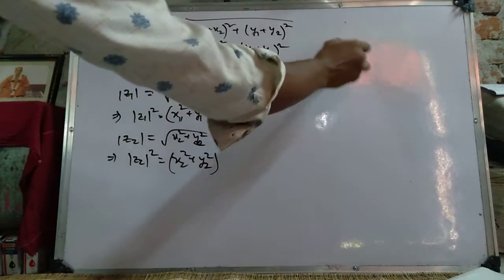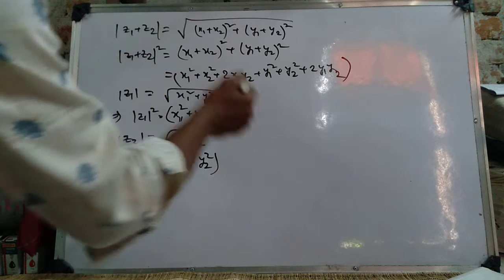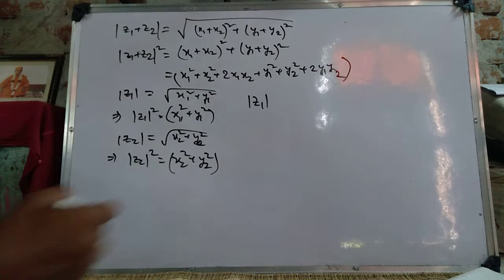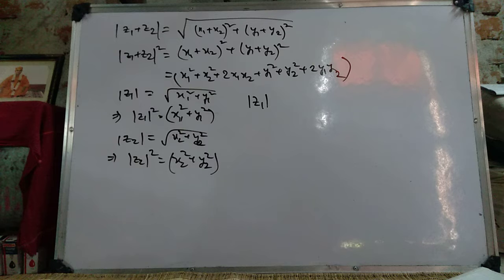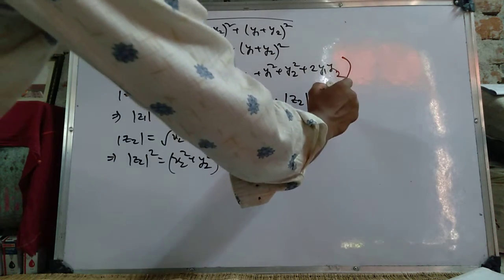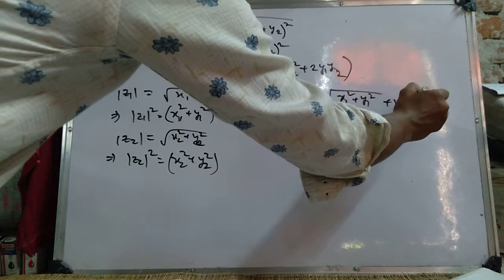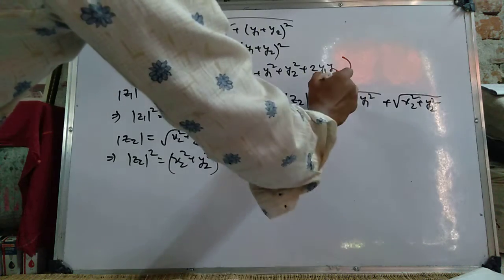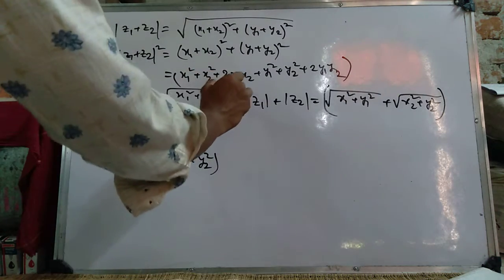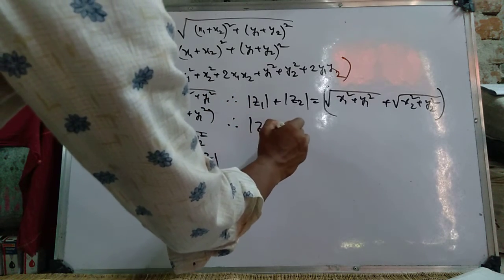Then what we get from here is that, oh sorry, why did we do it, okay we did it, but this one is not needed here. We now talk about mod of z1 plus z2 equals this one, and mod of z1 plus z2 equals this one.